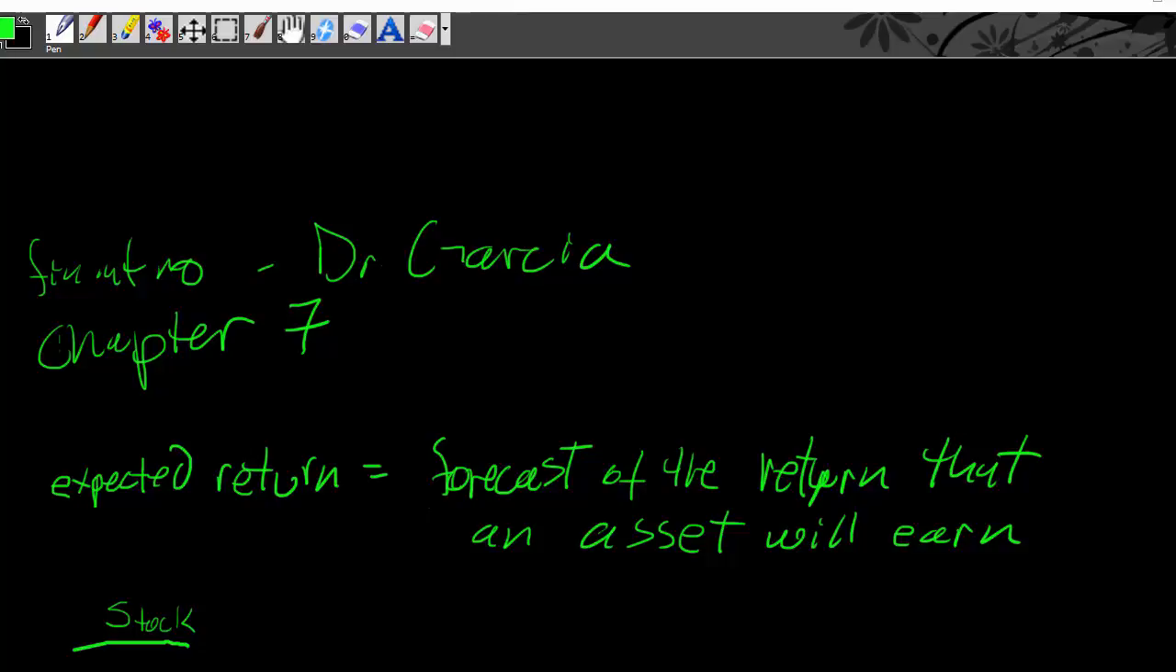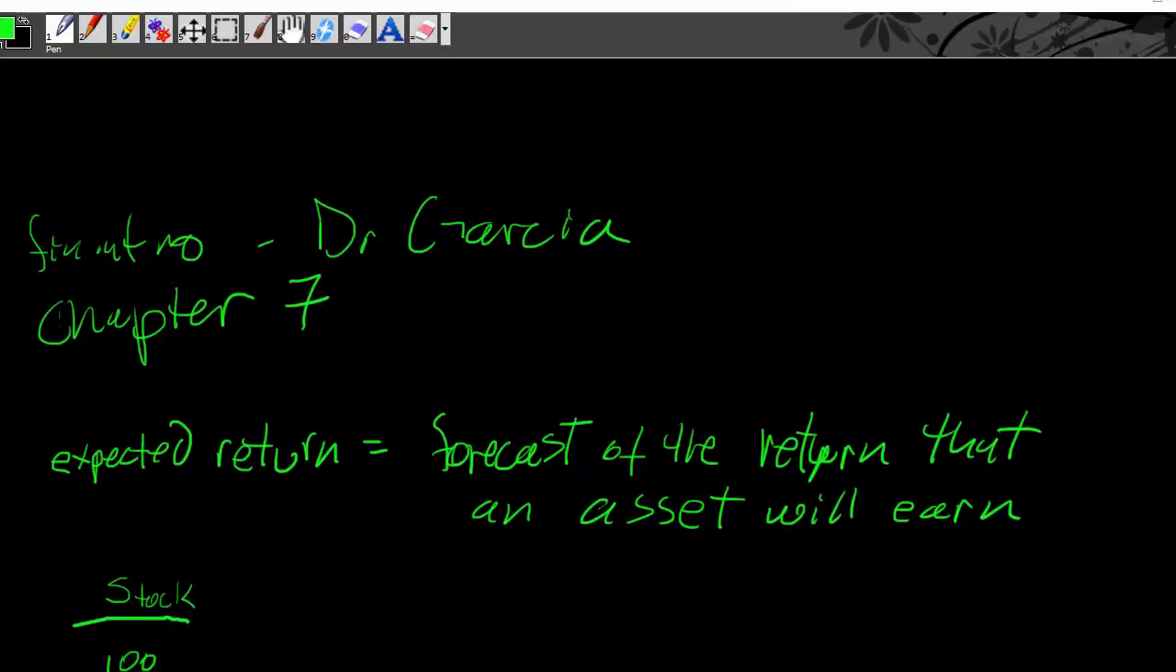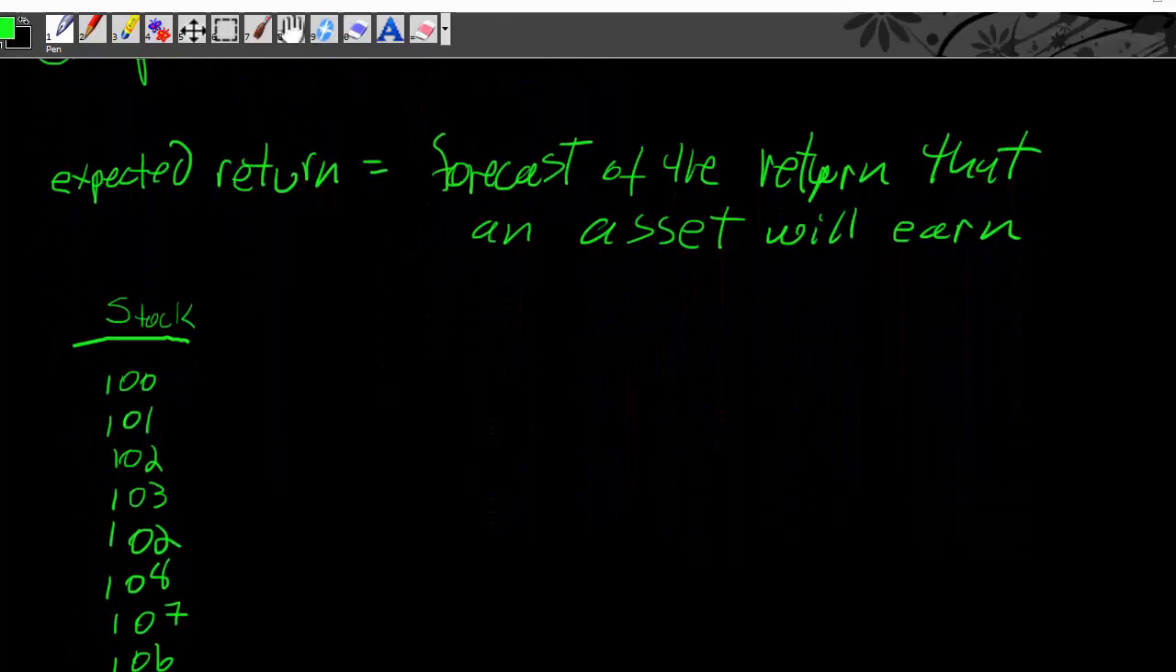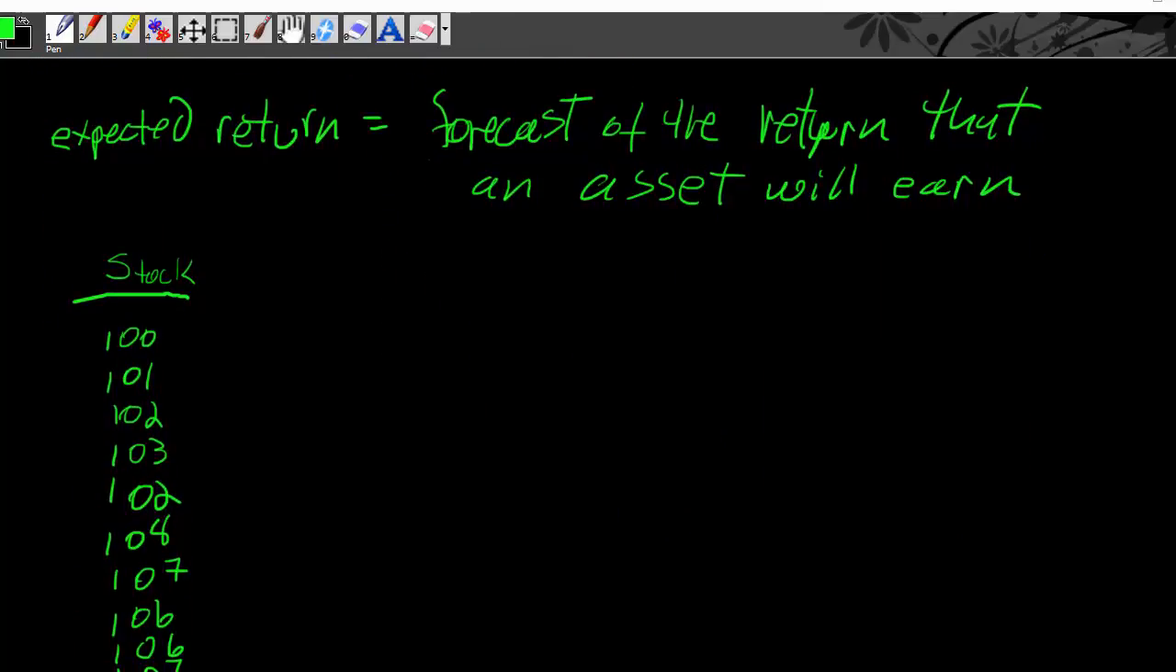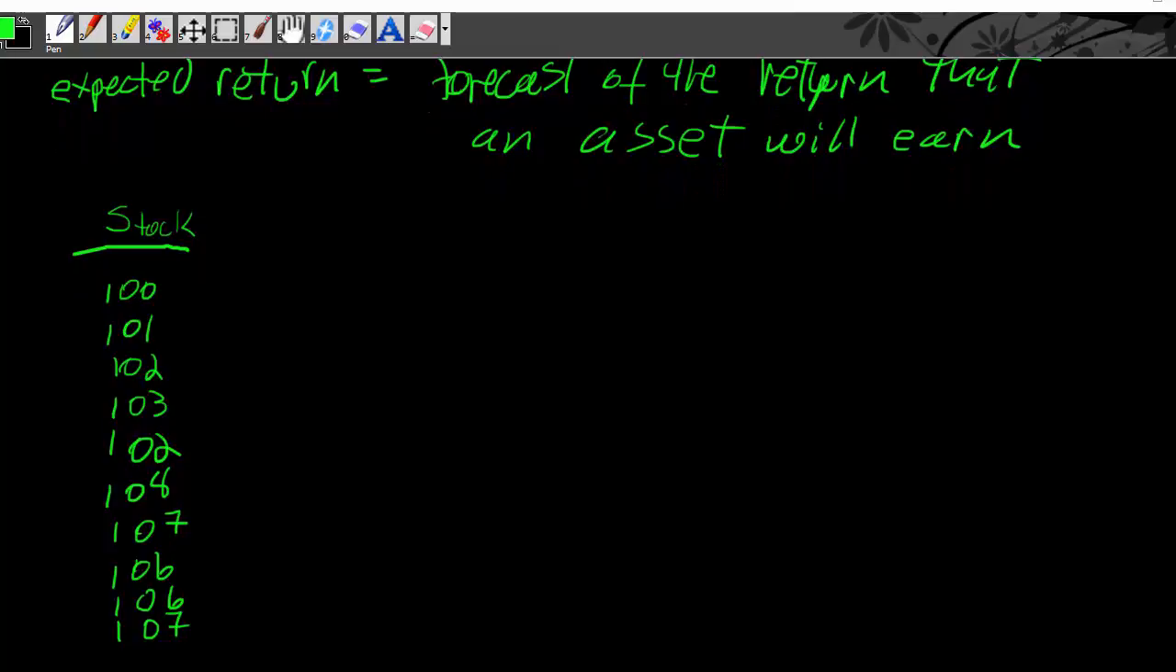Okay? So expected return is the forecast of the return that an asset will earn over time. And the way that we calculate expected return is by figuring out what the historical prices of a stock look like. More to the point, what the returns are. So here's my stock, and let me switch colors. And here's my returns. And the returns are very simple, right? They're calculated by the final value minus the first value. So in this case, there's no return here because there's not a previous value. But in the case of time period, let's say 0, 1, 2, 3, and so on.